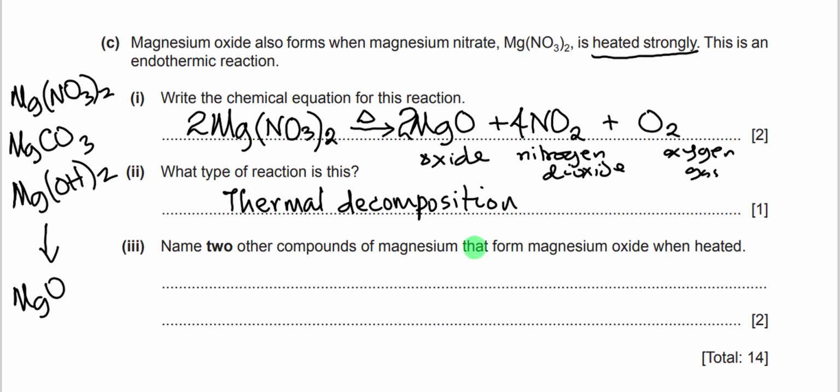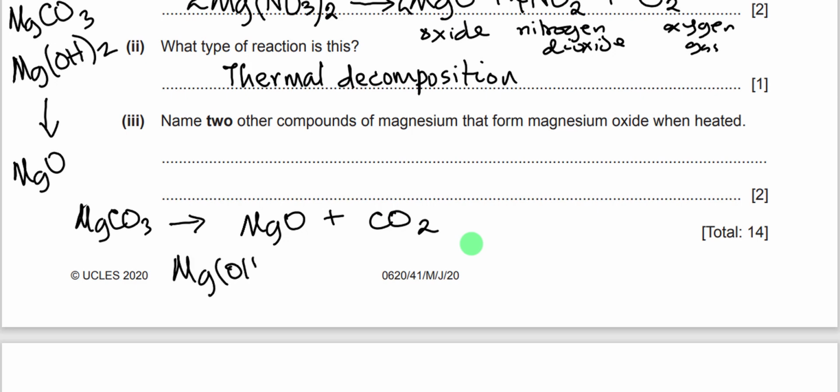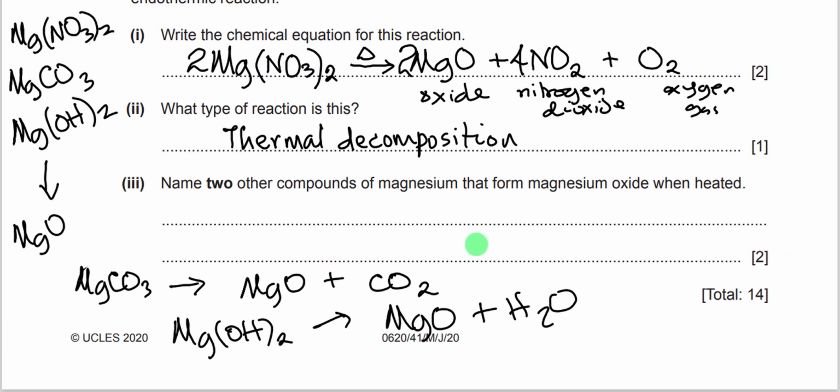Before we answer that question, let's look at how each of them decomposes. We've already seen magnesium nitrate. Magnesium carbonate will decompose to give us magnesium oxide and carbon dioxide, right? While magnesium hydroxide will give us magnesium oxide and water, right? So that's that.